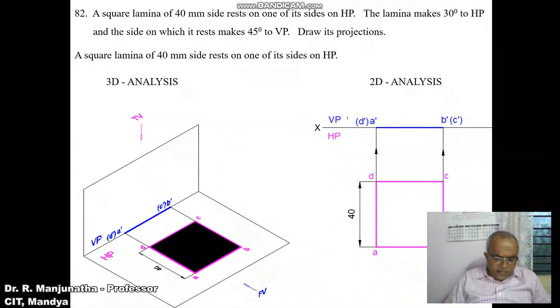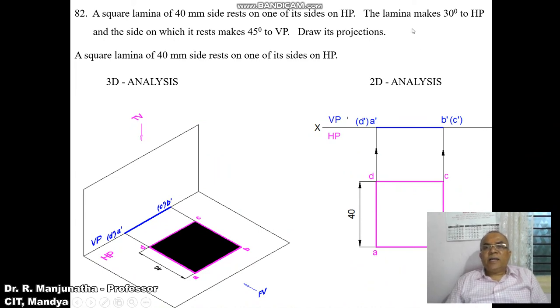So here he says a square lamina of 40 mm side rests on one of its sides on HP. And here he says the lamina makes 30 degrees to HP. So first we are looking for the surface inclination. The surface inclination here he mentions as the lamina makes 30 degrees to HP. That means the entire square lamina is rotated by an angle of 30 degrees to HP. So that is the surface inclination.